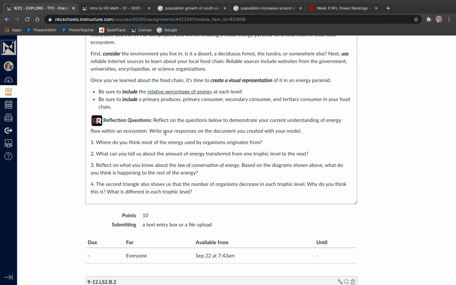Once you've learned about the food chain, it's time to create a visual representation of it in an energy pyramid. Be sure to include the relative percentage of energy at each level, and also be sure to include the primary producer, primary consumer, secondary consumer, and tertiary consumer in your food chain.